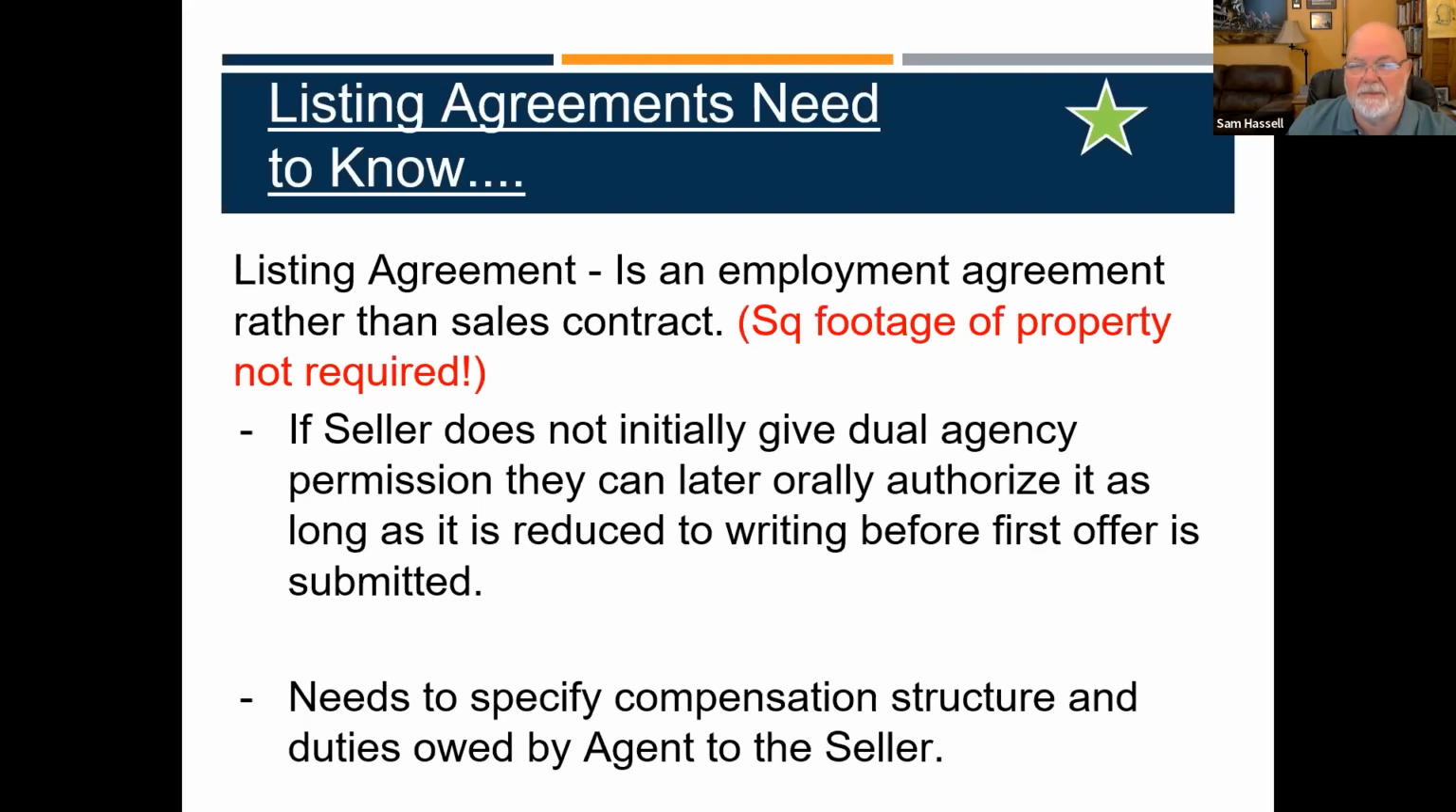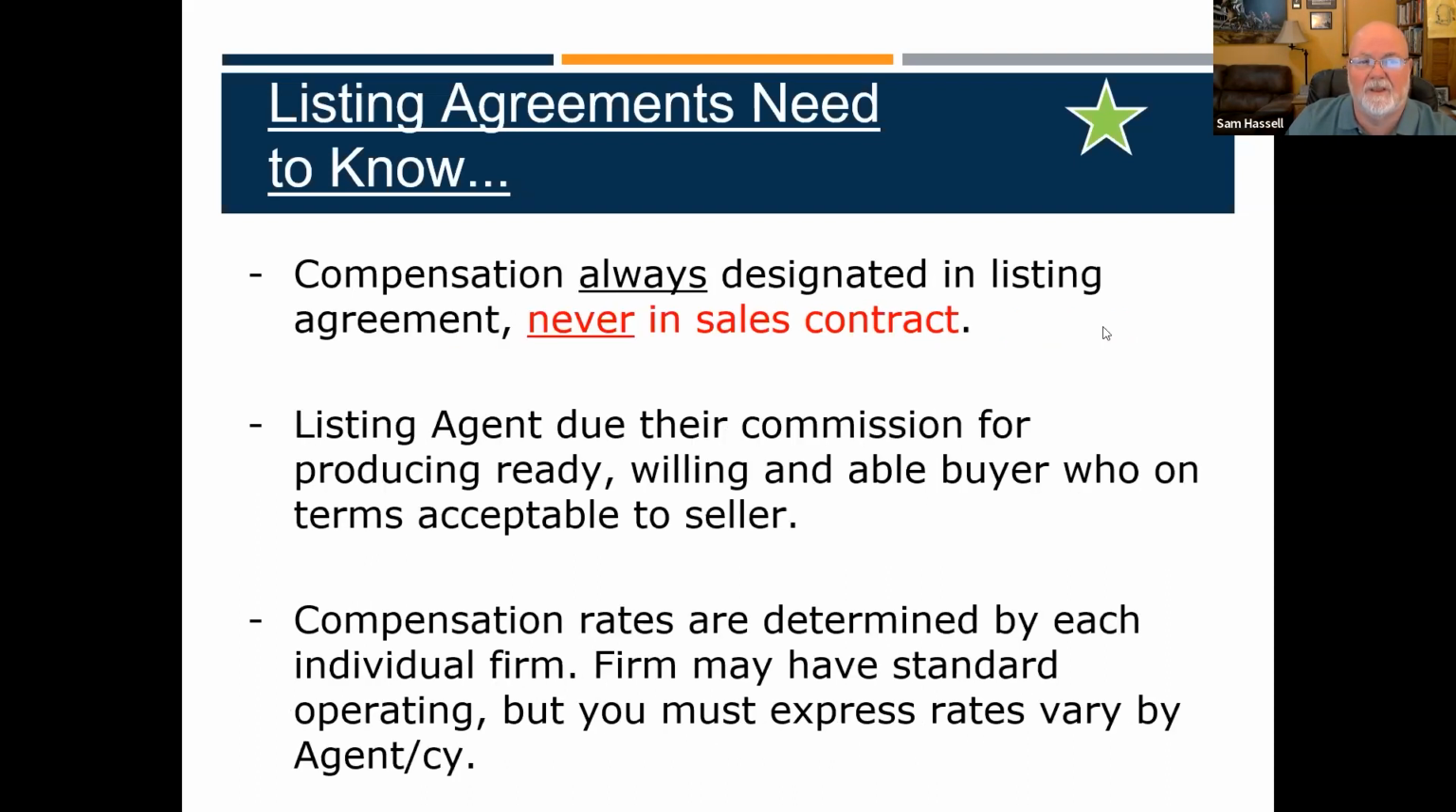Both the listing agreement and the buyer's agency agreement are going to specify compensation, all right, and the duties owed by the agent to the seller. What does the agent owe the seller? And then what does the seller do for the agent, right? So compensation, how we're going to get paid, is never in the sales contract. It is always in the listing agreement.